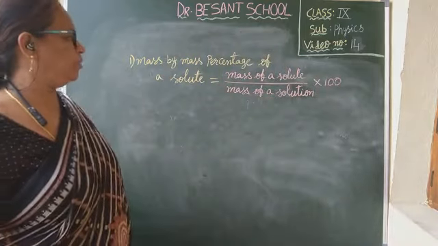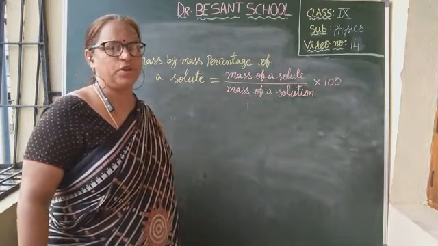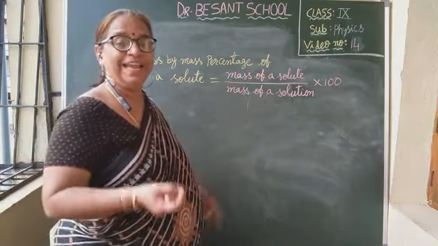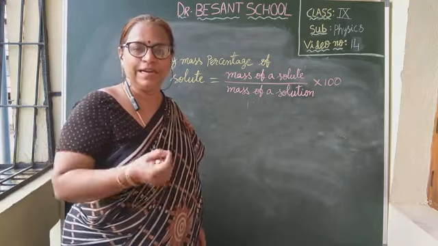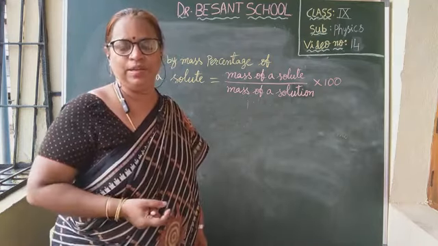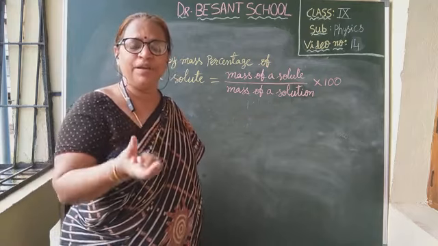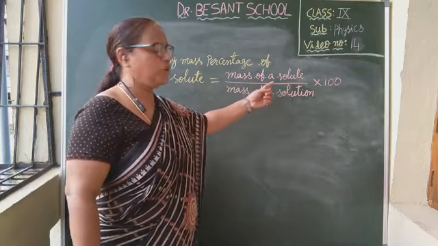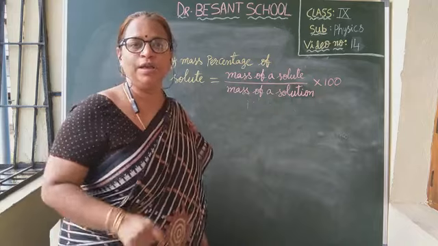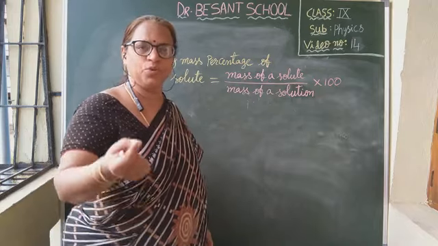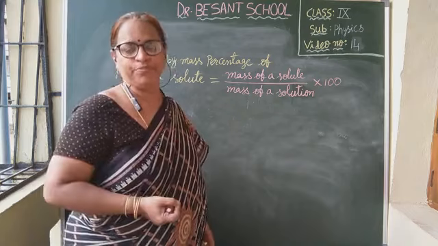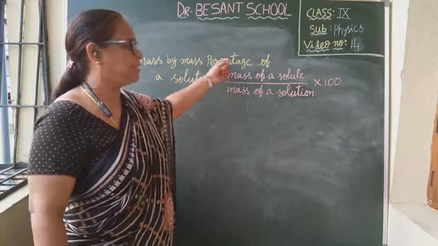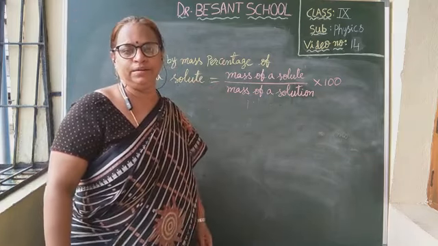Mass of solute by mass of solution into 100 means how much solute is present in a fixed amount of solution. That is called concentration actually. Amount of solute present in some fixed amount of solution is called concentration. So mass of solute means how many grams of solute are present in some 100 grams or 200 grams of solution. Okay, so mass of solute by mass of solution, as it is asking for percentage, we will do into 100. Am I clear children?